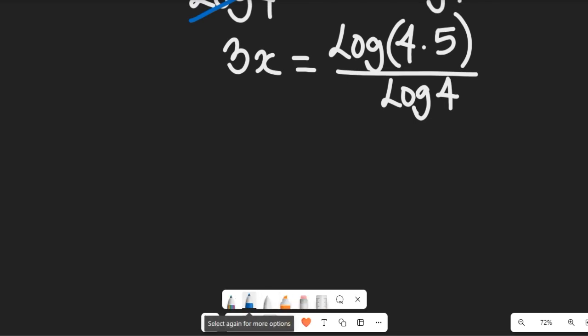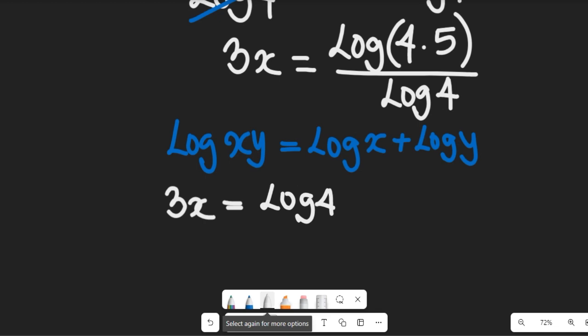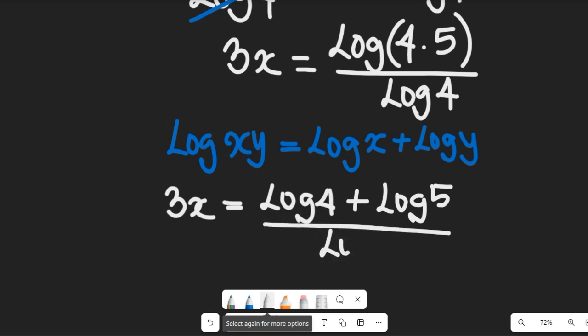Great. Now from this expression, we can see that we can simplify. Now recall the multiplication law of logarithm, that the log of xy can be equal to the log of x plus the log of y. Now we can use it to replace the numerator of that fraction. So we'll have our 3x to be equal to the log of 4 plus the log of 5, and all of these can be divided by the log of 4.